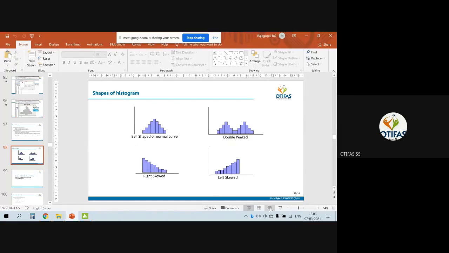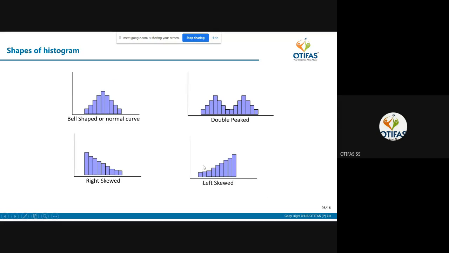Now, tell me, what is the example of left skewed? Left skewed means in the left you have fewer people and then more people. Can you give an example? Suppose we have this session, and this session is to be started at 4 o'clock. Now if you draw a histogram of people joining this session from 3:30 to 4 o'clock or maybe 3:45 to 4 o'clock.